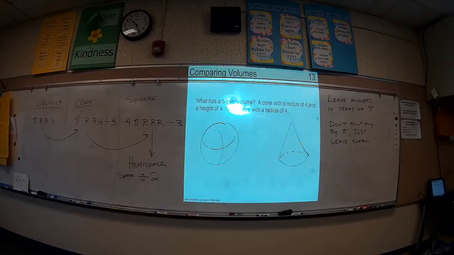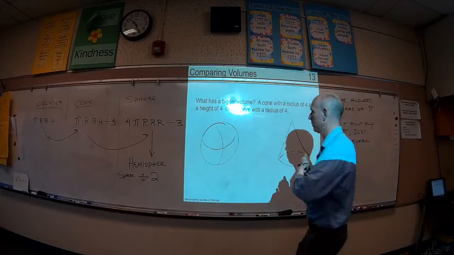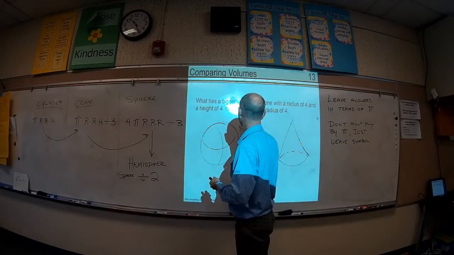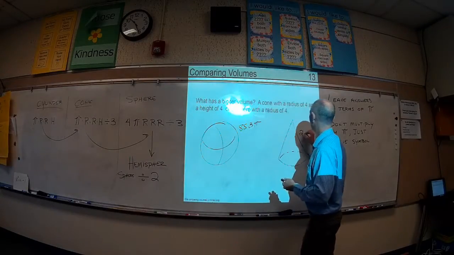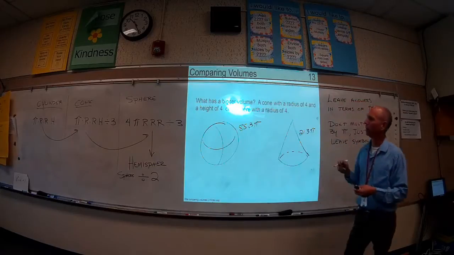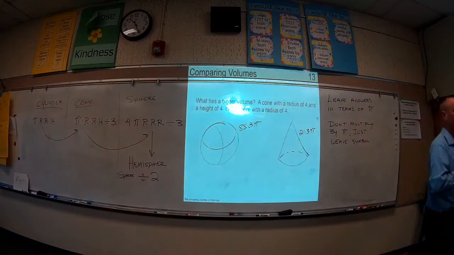So, what are we doing? We're doing the cone. Put your board up there. Let's see what you're doing. 21 plus something is correct. 21 plus 3. Yes. You don't need to, because what we're doing is comparing. I'm asking which one's bigger. With or without the repeating, I know which one's bigger. 85.3. And what is it, 21.3? Yeah. So which one's bigger? The sphere. The sphere is bigger.